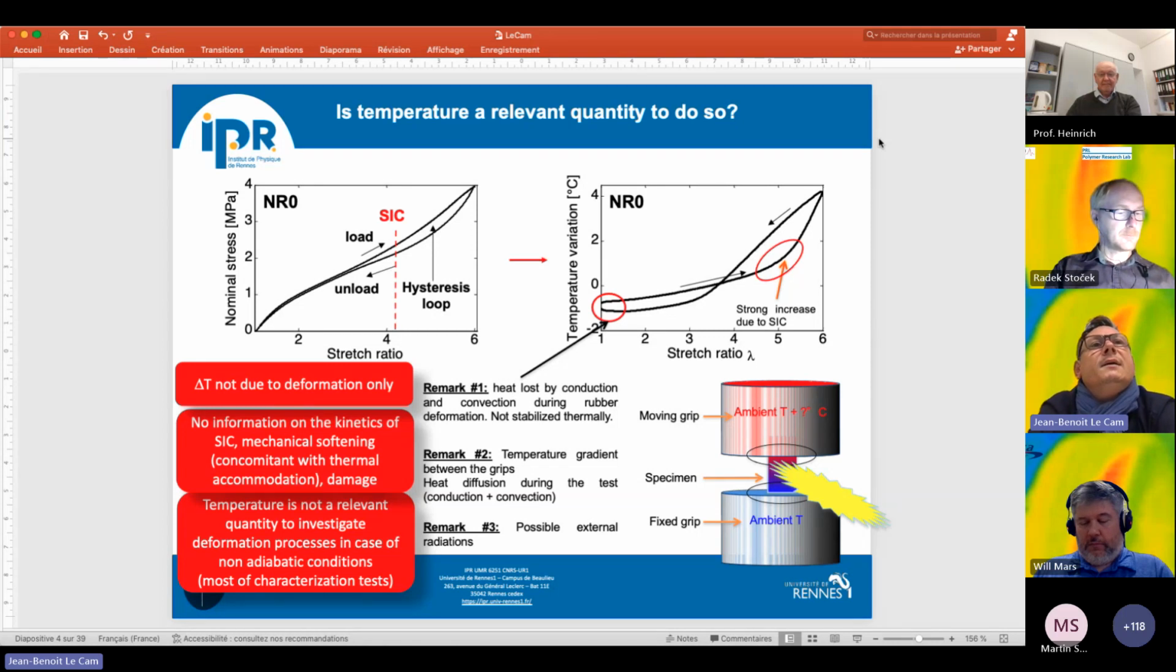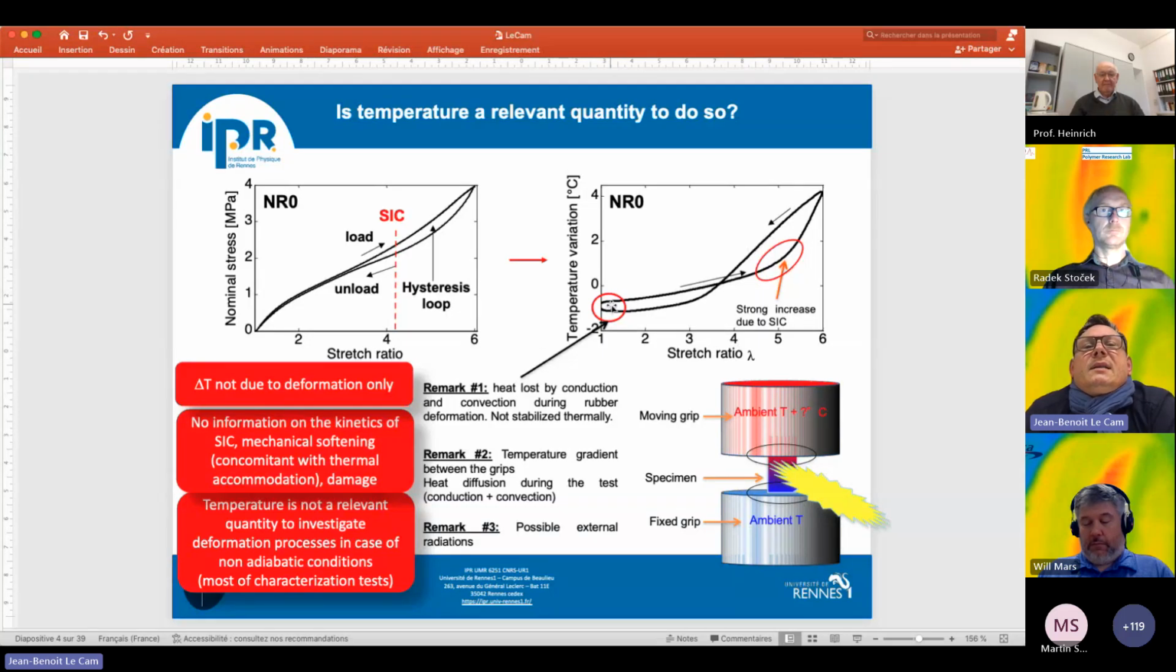There are no animations. So what I wanted to explain here is that if you consider the mechanical response of a natural rubber stretched at a stretch higher than that at which strain-induced crystallization, denoted SiC here, occurs, a hysteresis loop forms. And if you consider the temperature variation response, you have this curve: during the loading here, you have a strong increase of temperature due to the strain-induced crystallization, and then the unloading here.